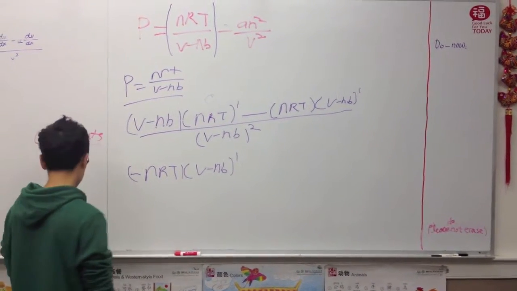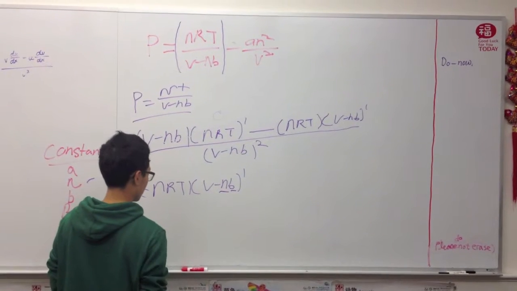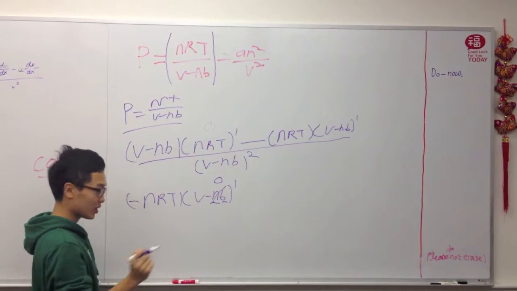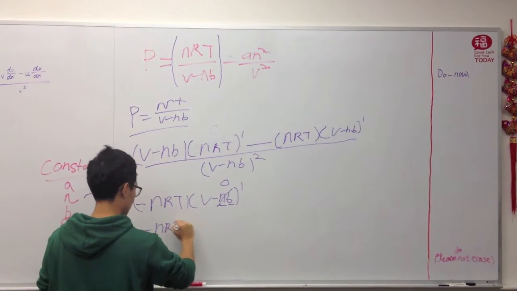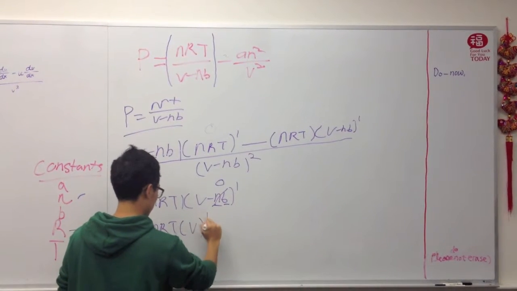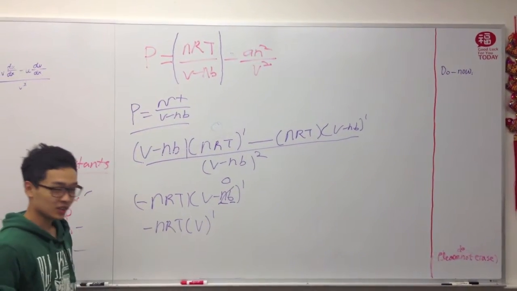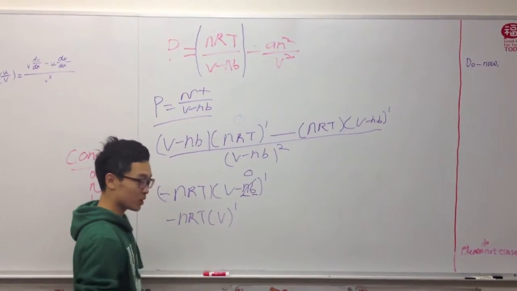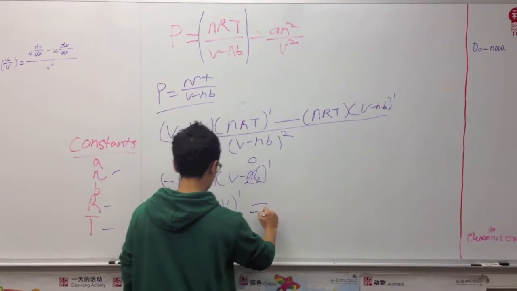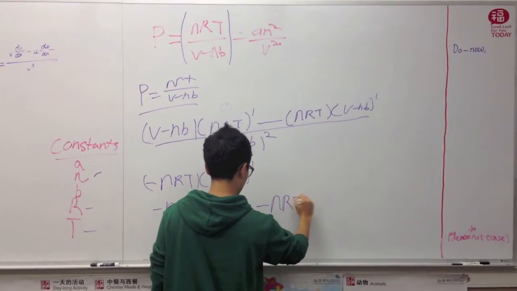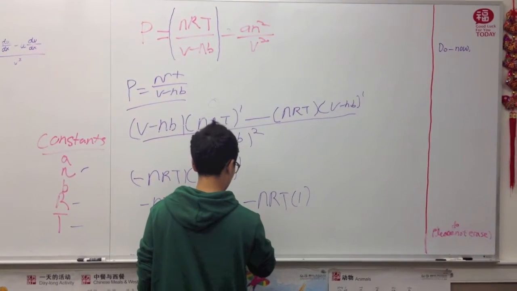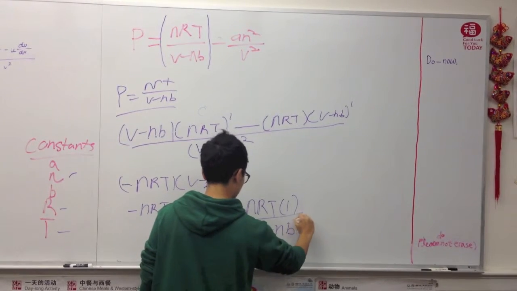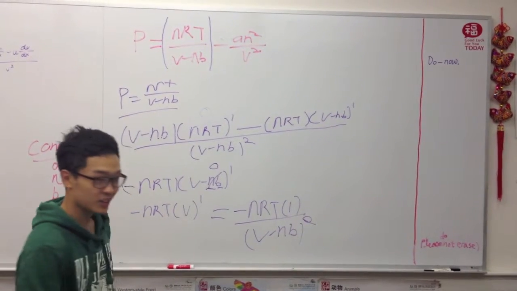And here we can also see that n and b are constants. So that becomes 0. And what we're left with is minus nRT times the derivative of V. V is not a constant, but we can treat it as a variable such as x. And the derivative of x is 1. So this becomes minus nRT times 1 all over V minus nb squared. And that is it for the first part.